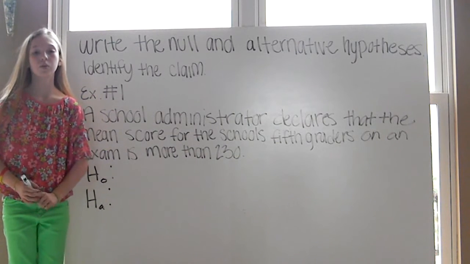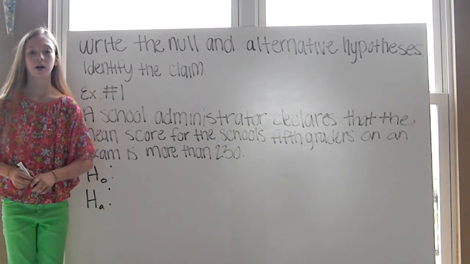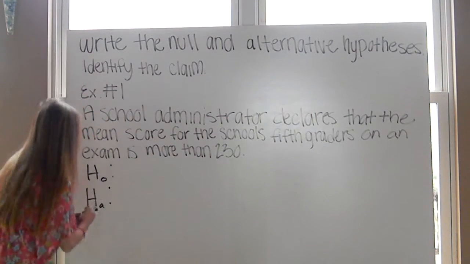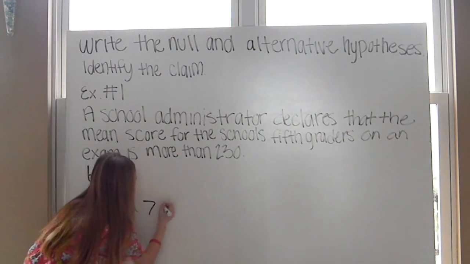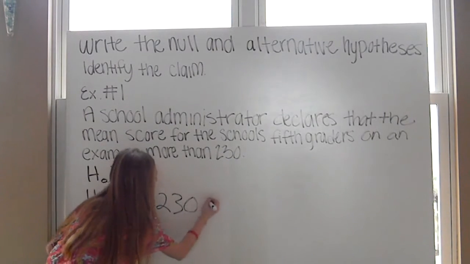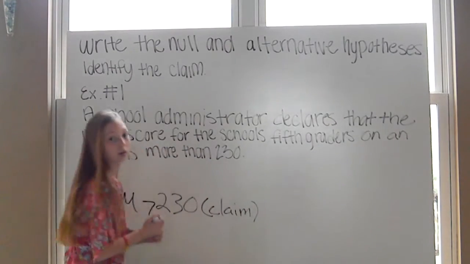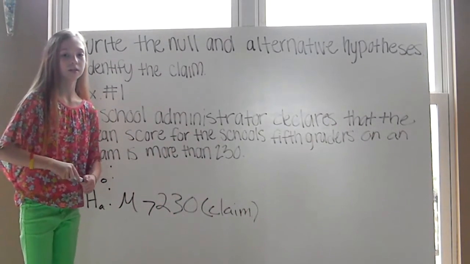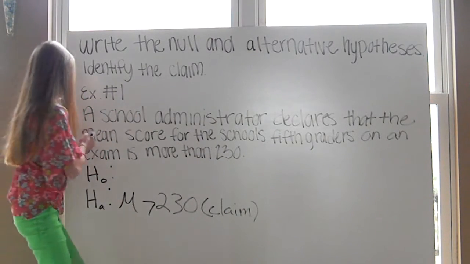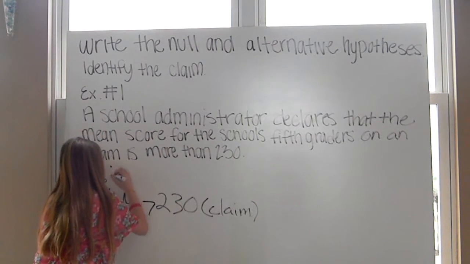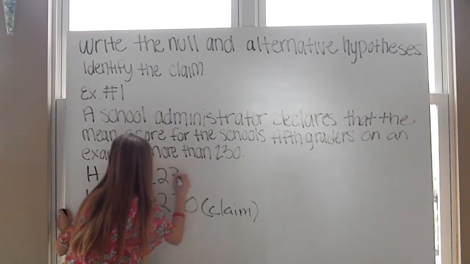Our claim says mu is more than 230. That means the symbol is the greater than sign, representing our alternative hypothesis. Our alternative hypothesis, mu is greater than 230, is our claim. Which means our null hypothesis says that mu is less than or equal to 230. So our null is less than or equal to 230.